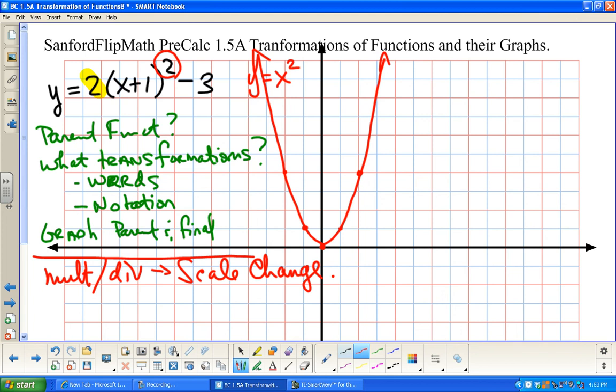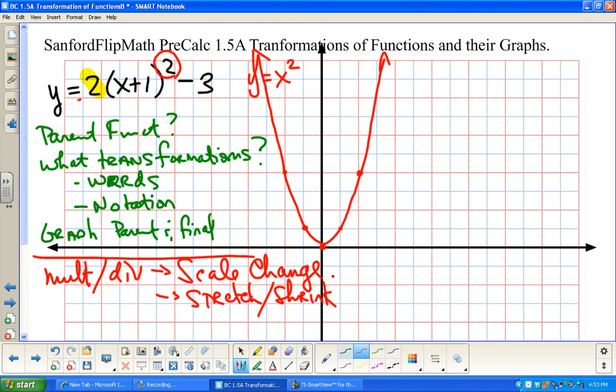So, in other words, it's going to be a stretch or a shrink. Okay. And in terms of order of operations, multiplication and division come before addition and subtraction. So I need to deal with multiplication or division first before I deal with addition and subtraction.